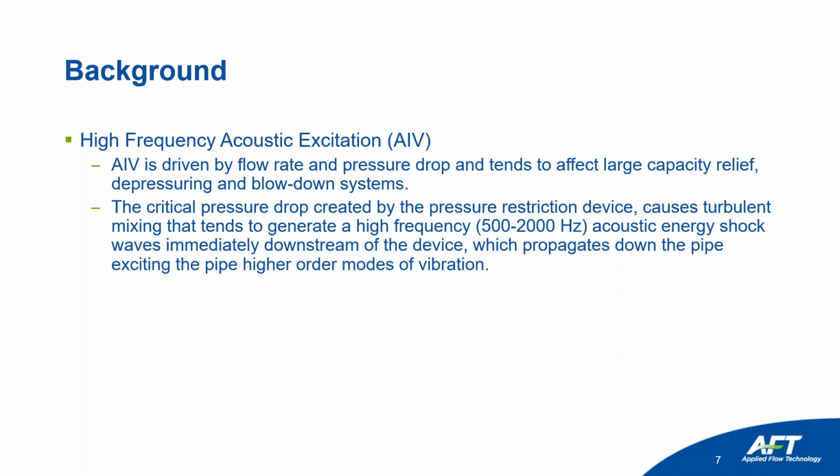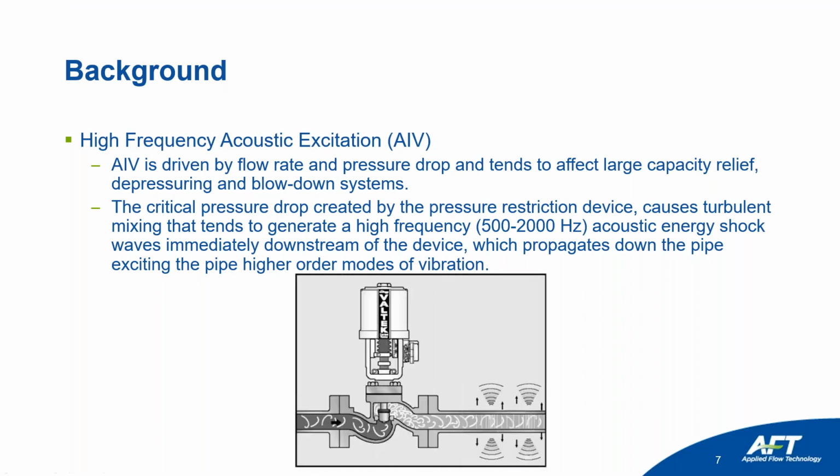What happens in the AIV is that the critical pressure drop created by the pressure restriction device causes turbulent flow mixing that generates a high frequency acoustic energy shock wave immediately downstream of the device. This shock wave propagates down the pipe, exciting the pipe higher order modes of vibration. So here's a schematic of what happens. We have the valve restricting the flow and creating a high pressure drop in this section. This causes a turbulent mixing flow, which causes a wave that travels down the pipe and excites the higher order modes of vibration downstream of the device.